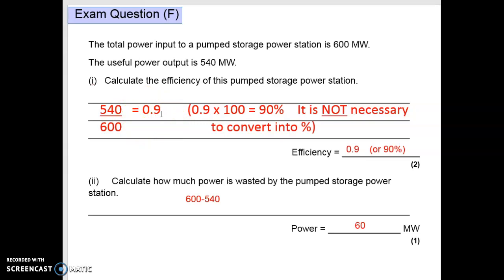Don't have to convert it into percentage. Strongly recommend you don't. Just write down 0.9. You'll still get the full marks. If you do convert it into percent, by timesing it by 100, make sure you put the percentage symbol. So how much power was wasted? Well, you've had 600 going in, and you had 540 coming out as useful energy. Then you've actually, in this case, wasted the difference between those two, which is 60 megawatts.